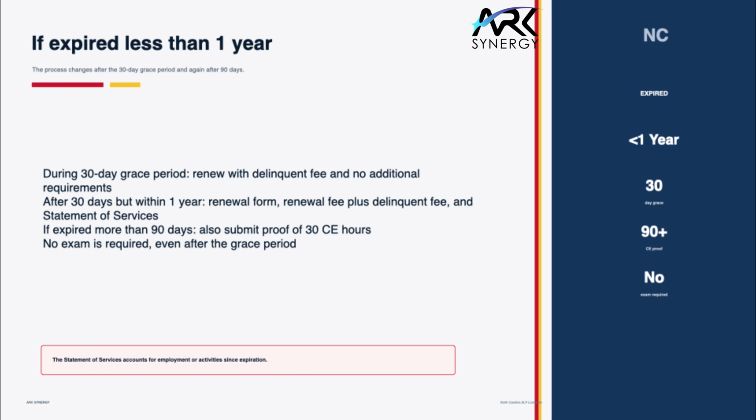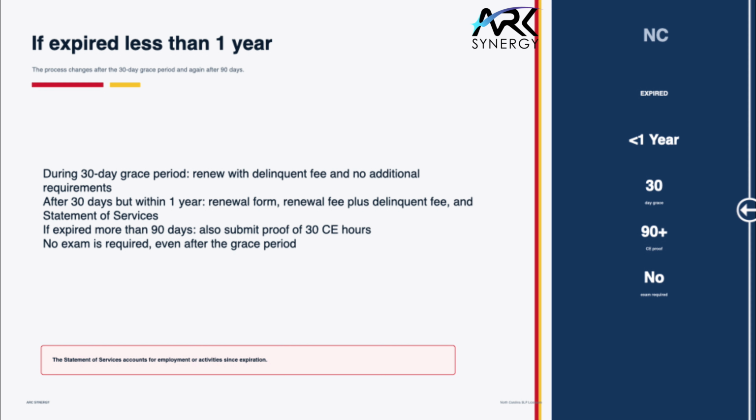Now, after 30 days, but still within a year, you have to complete the renewal form, pay the renewal fee plus the delinquent fee, and submit a statement of services. If your license has been expired for more than 90 days, you need to also include proof of 30 continuing education hours. No exams are required at that point within less than a year.